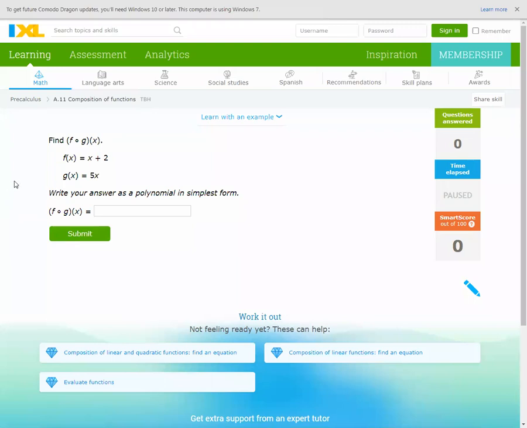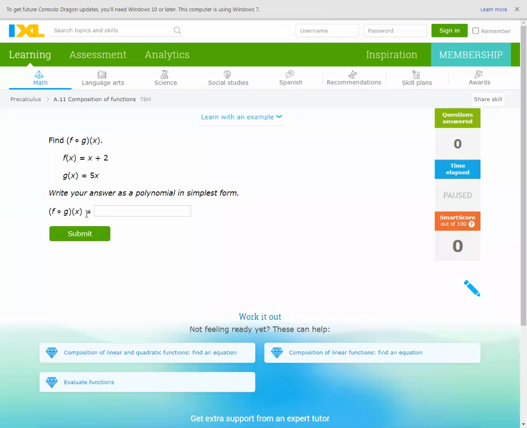First example here is find f circle g of x. We have two functions here. The first function is f of x equals x plus 2. The second function is g of x equals 5x. And now he asked to write your answer as a polynomial in the simplest form. F circle g of x.